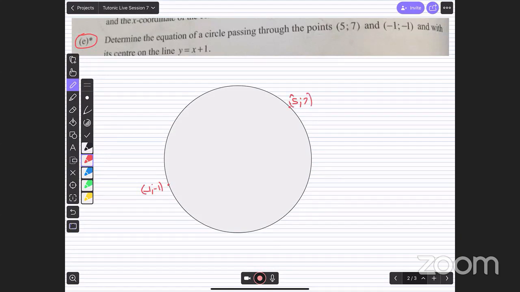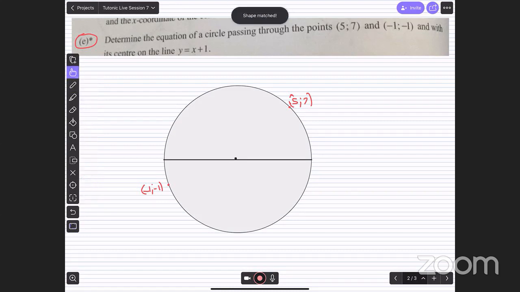They gave us the equation of the center line, and the plus one is the y-intercept. Just be careful. They gave you the equation of the line that the center lies on. The center itself is not a line, right? So the center lies on the line y equals x plus 1. Do you agree? Yes.